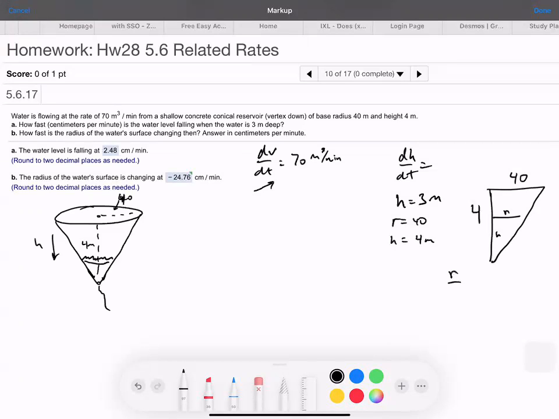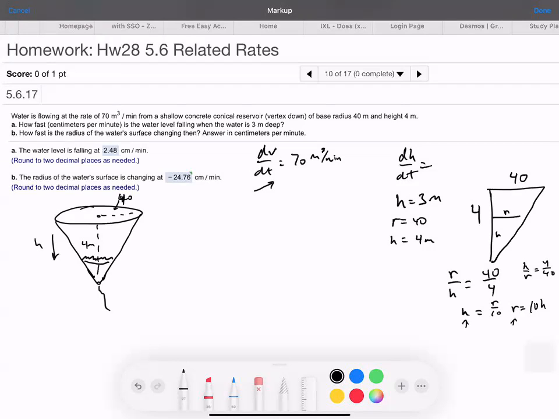So R over H is equal to 40 over 4. Okay, and we can spin that around. If you want, we can change it to H over R, or we can solve them. R is equal to 40 divided by 4, which is 10, so it's just 10H. Or we can solve for H. If we flip it around, H over R is equal to 4 over 40, so H is equal to R over 10. We're going to decide which one we're going to use in just a little bit.